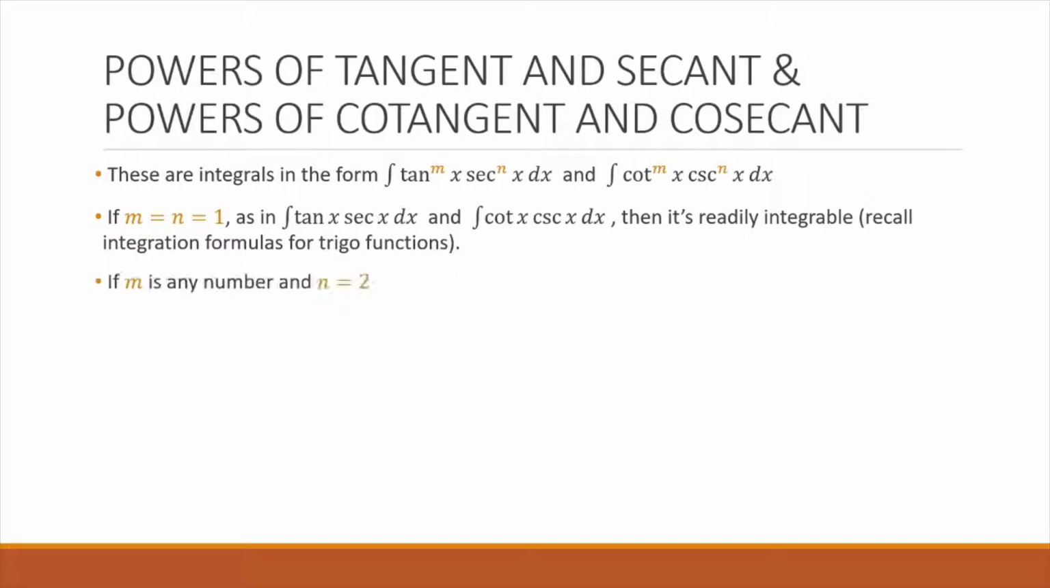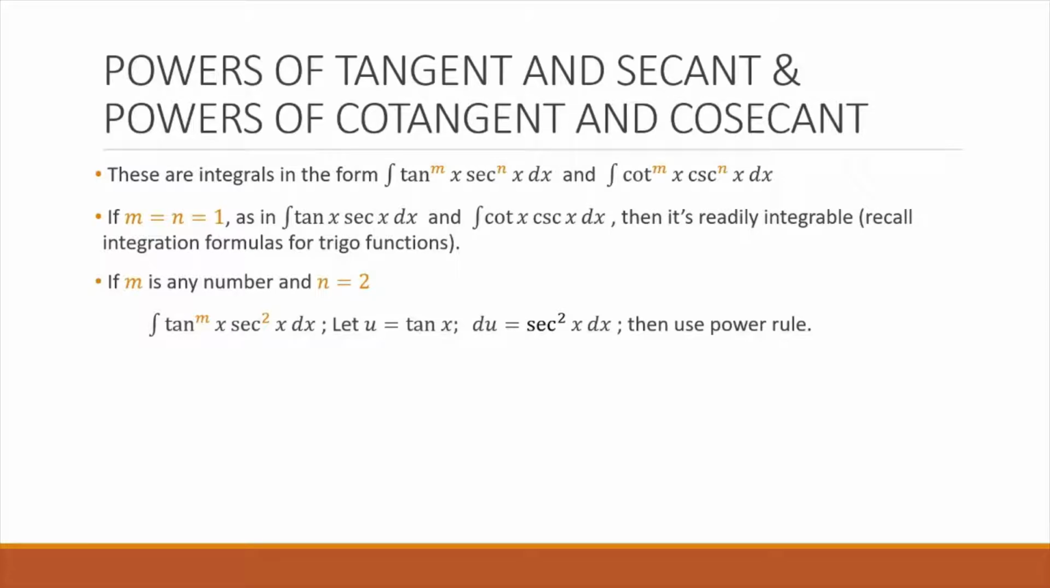Next, if m is any number, so emphasis on any number, as long as n is equal to 2. Or kumbaga, if ang power ng secant is 2 or exponent ng cosecant is 2, then it is also readily integrable. Okay? So, for example, tangent and secant na pair. So, tangent raised to m, secant raised to 2 or secant squared.